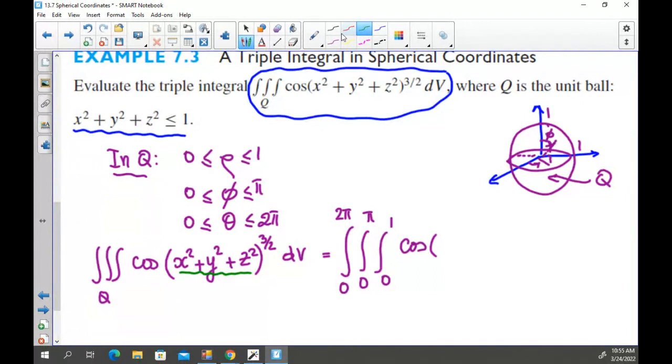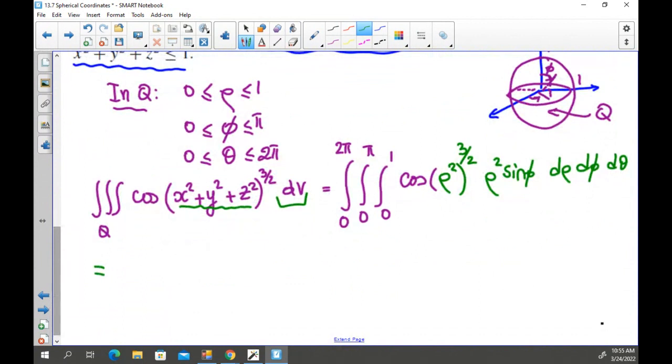It's always equal to rho squared. Yeah, thank you. It's always rho squared to the power of 3 over 2. And then the dv, remember, is rho squared sine phi, and then d rho d phi d theta. So we shifted everything into these spherical coordinates. And now you can see that it's very easy to integrate. Without this change from x, y, z to the spherical coordinates, it will be impossible to calculate this integral. Impossible. No way. There is no way you can find this integral without this change of variable.